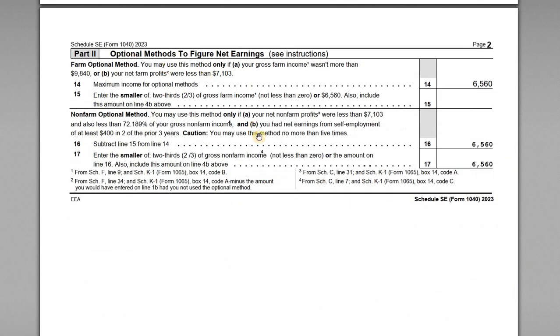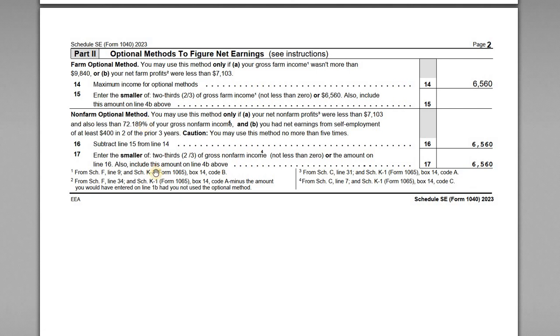So optional methods to figure our net earnings. The first method that you have to consider is the farm optional method. Well, John is in the consulting business. He's in marketing. He's not doing a farming business. So the maximum amount for the optional method is $6,560. He doesn't have any gross farm income, so we're just entering 0 there.